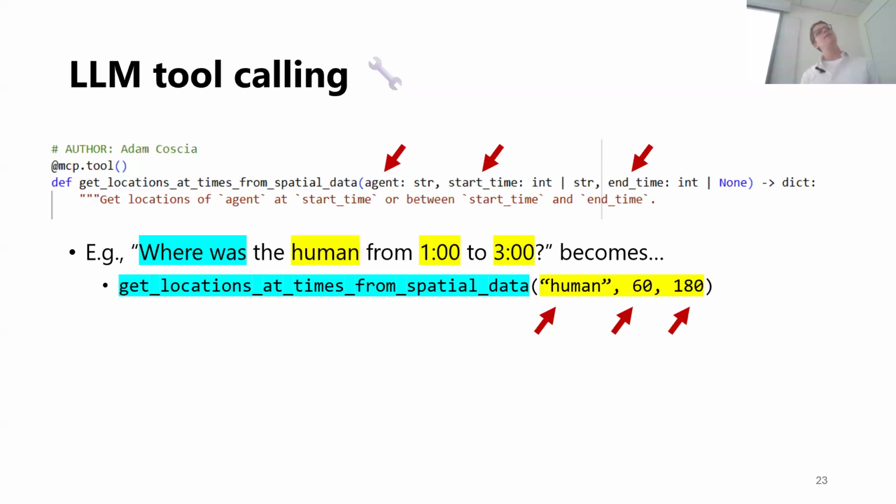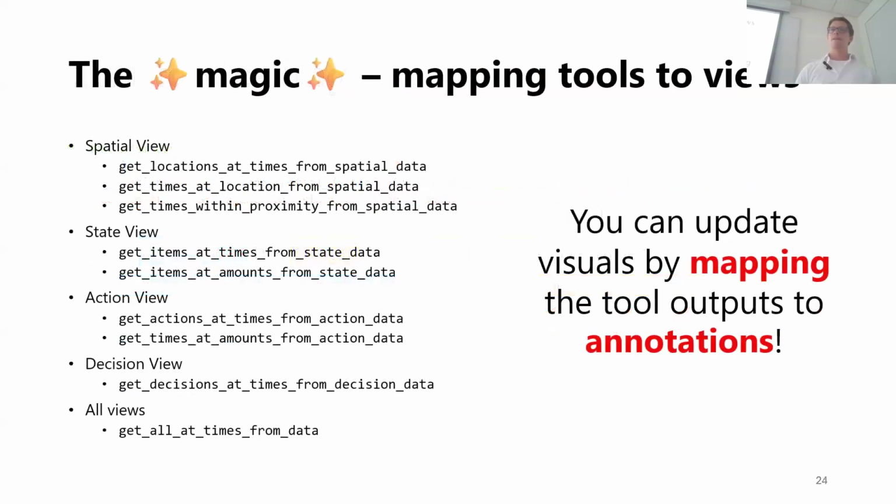We're hoping that the LLM can interpret that request and then return the appropriate function to call, which would be something like, get the locations at these times from your spatial data with the human argument, the 60 seconds argument, and the 180 seconds argument. We saw a little bit of that when we were demoing the tool about being able to infer the parameters that we need.